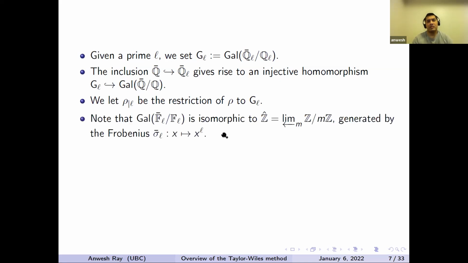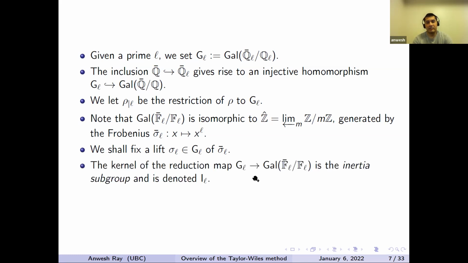So I want to talk about what it means to be unramified. So let's consider the Galois group of F_l-bar over F_l. So here F_l is the finite field with l elements. Now this Galois group is isomorphic to Z-hat. And it's generated by the Frobenius element, which takes x to x^l. Now, what we can do is lift this Frobenius element, sigma_l-bar, to an element sigma_l inside G_l. So we can fix such a lift. Sigma_l is called the Frobenius.